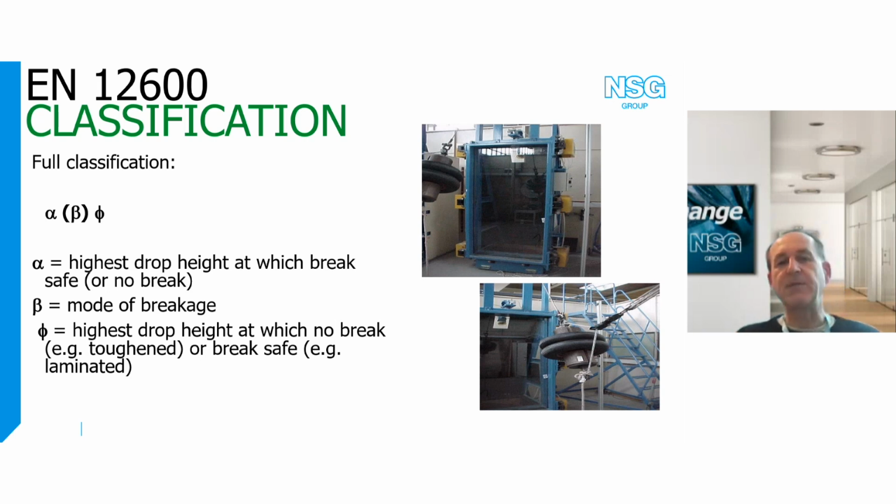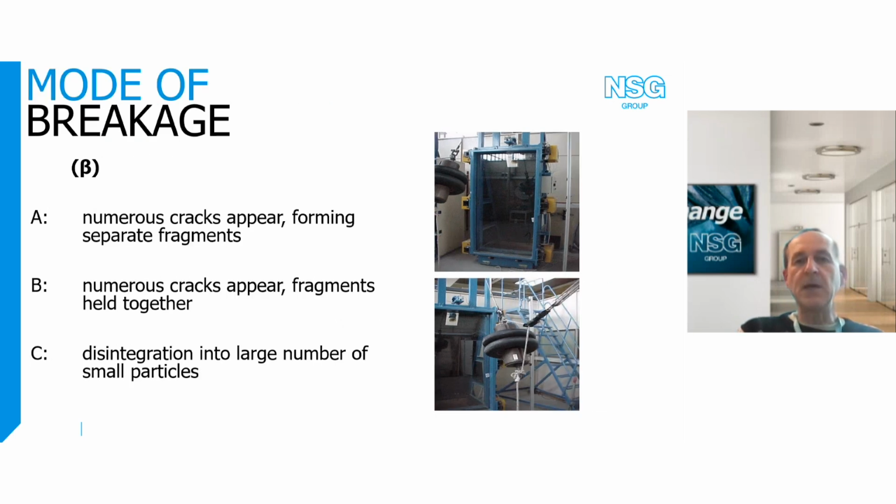The third part of the classification in particular is useful for distinguishing between thick toughened glass and thin toughened glass, which may be needed for some types of applications. In terms of the mode of breakage, type A corresponds to a breakage where numerous cracks appear, forming separate fragments with sharp edges, some of which could be large. So this is an example of mode of breakage, typically for annealed glass.